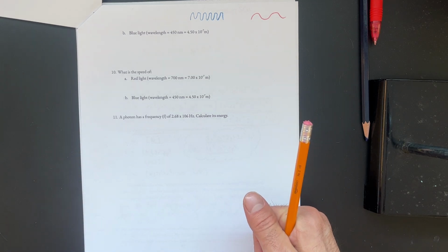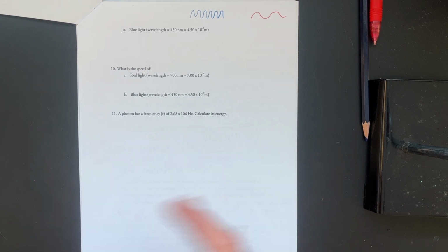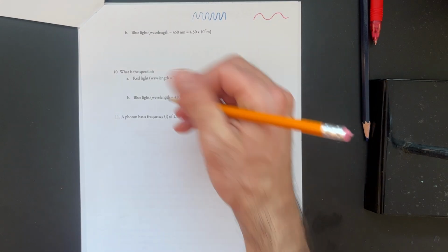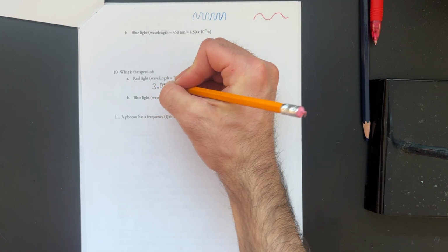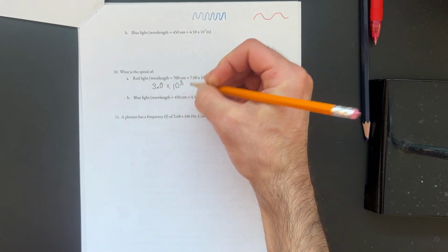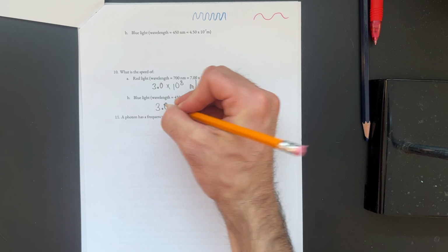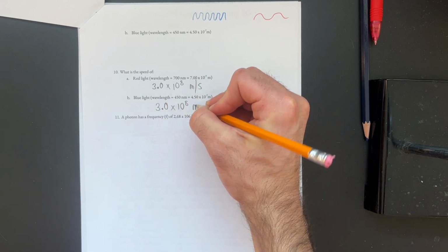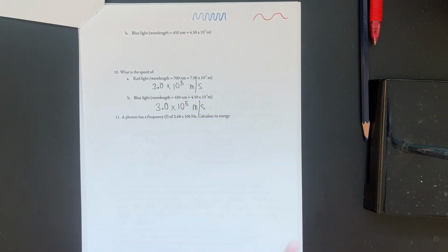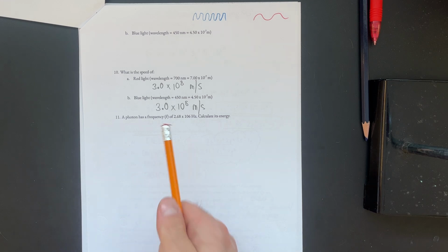Cool, okay. What is the speed of red light? Remember, speed of any light is always the same. Speed is going to be 3.0 times 10 to the 8 meters per second. The speed of blue light is also going to be 3.0 times 10 to the 8 meters per second. You don't have to calculate it, right? But you just show it. Cool. Okay. And then let's go to this one.